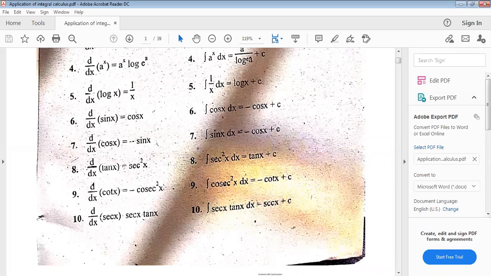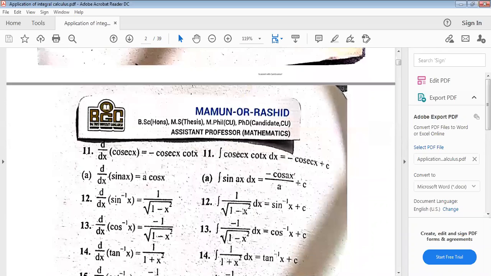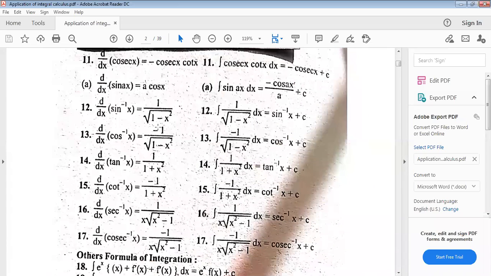Now the differentiation of cot x will be minus cosec square x, and the integration of cosec square x will be minus cot x. The differentiation of sec x is sec x tan x. Similarly, the integration of sec x tan x will be sec x. By a similar process, the differentiation of cosec x will be minus cosec x cot x. Similarly, the integration of cosec x cot x will be minus cosec x.